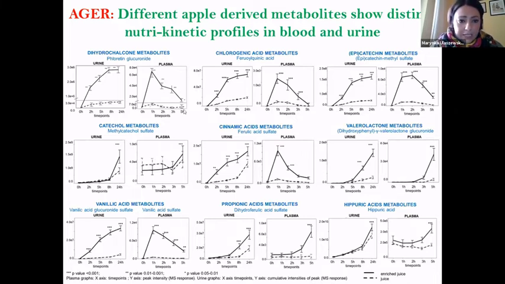You may appreciate here really many different shapes of the kinetic curves for each metabolite. The dashed line corresponds to the normal cloudy juice, and the black solid line corresponds to the enriched apple juice. So you see here also a certain dose response relation. What's important is to understand where those metabolites come from.